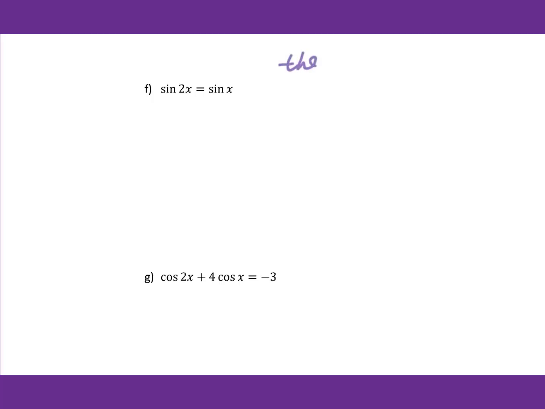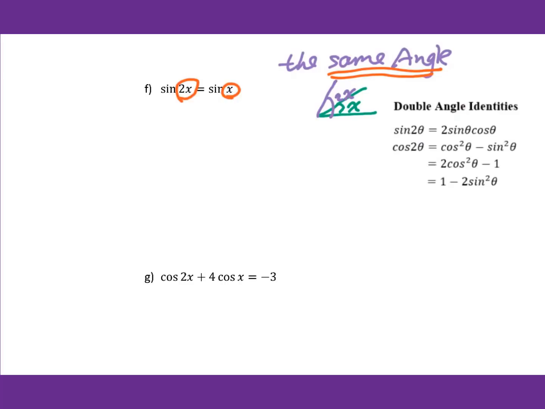Remember, when you solve a trig equation, make sure it's the same angle, same trig. But same angle, that's the priority. We have 2x and x. Suppose this is the angle x, 2x will be here. Therefore, 2x and x are not the same angle, so you have to use a double angle identity to change into the same angle. For sine 2x, there's only one formula we use: 2 sine x cosine x. That's for sine 2x equals sine x.